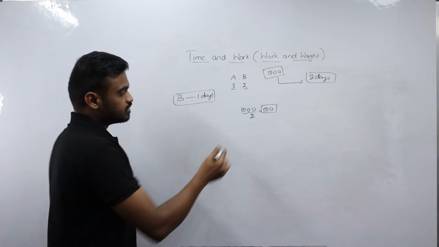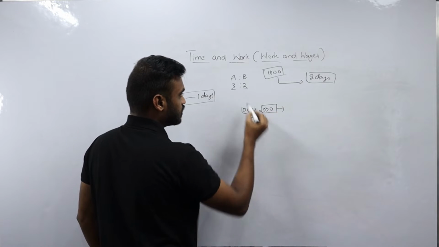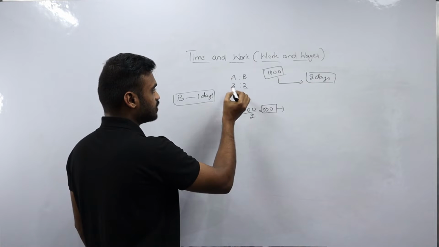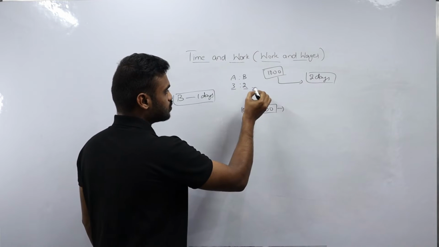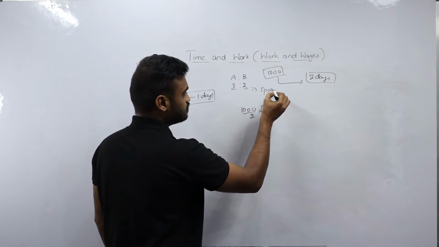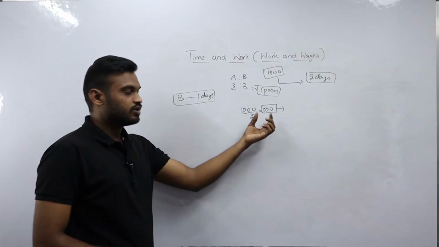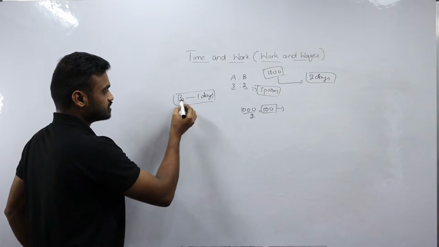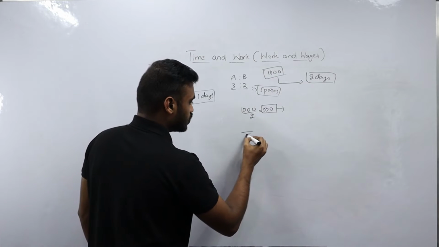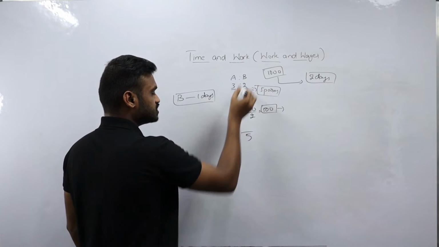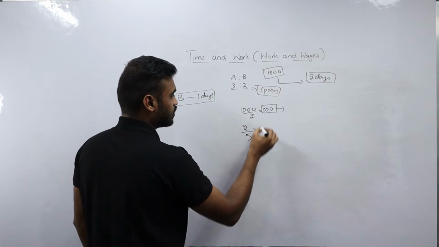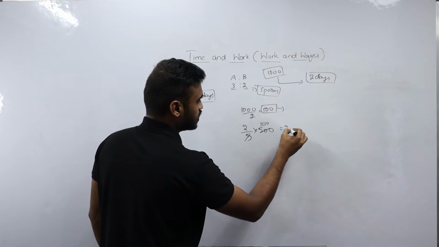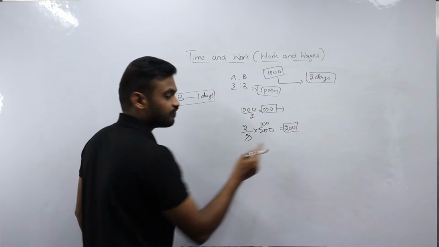Now this is the total amount of money given to A and B for 1 day. We also know that the efficiency of A is 3 parts and the efficiency of B is 2 parts, so there are totally 5 parts of efficiency. This money will be divided among A and B based on efficiency. What is the share of B? For 1 day we have totally 5 parts, so out of 5 parts, B share is 2 parts into 500. 5 ones are 5, 5 100s, that is 200 rupees. This is the share of B for 1 day.